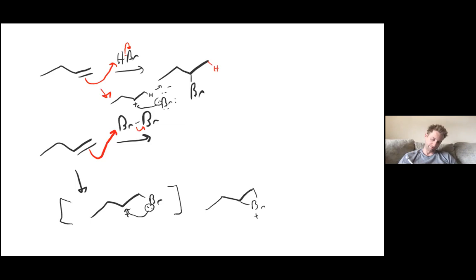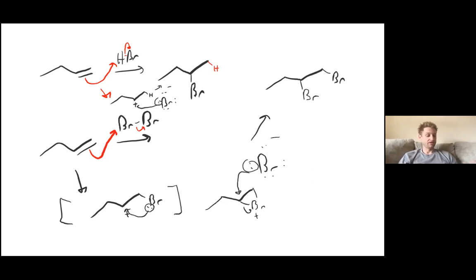From here, another Br can come in. And we are going to make a dibromination product. So we're adding 2 Brs now. If you want to compare these two reactions, they're very similar in terms of their product. The only difference is that we had an H over here. Now we have a second Br over here.